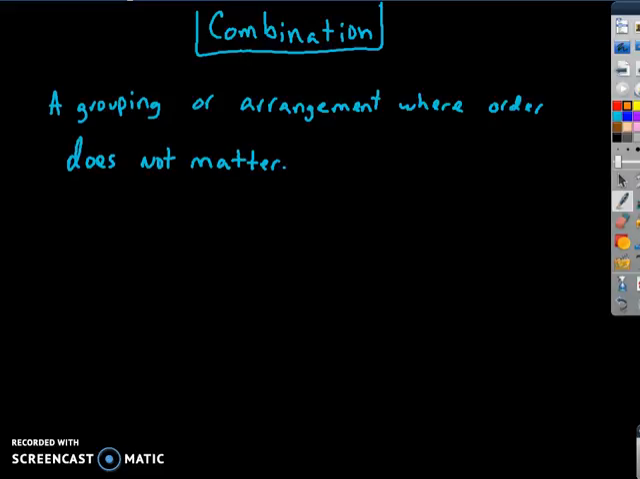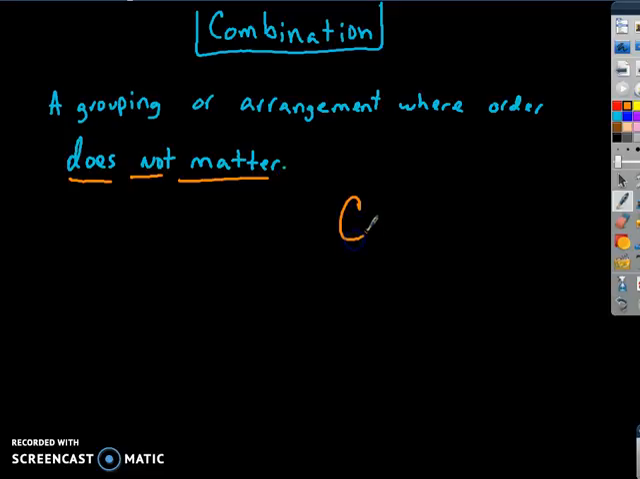Alright, so this video is about combinations. First of all, a combination is a grouping or an arrangement where order does not matter. Think about a deck of cards, the cards you have in your hand, or an arrangement of people on a team. Whoever comes first and last doesn't really matter. So it's just a grouping where order doesn't matter.